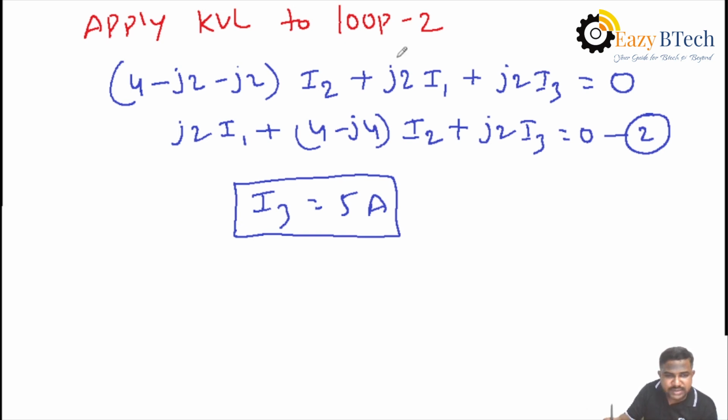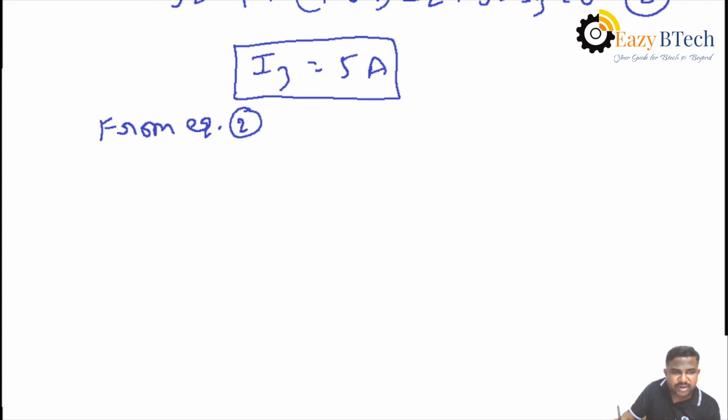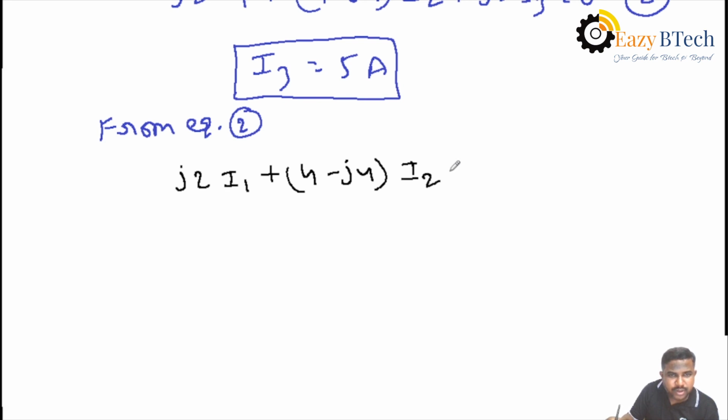Therefore, replace the I3 value in equation 2. From equation 2, you can replace the I3 value here. That is what happens after replacing: J2 I1 plus (4 minus J4) into I2 plus, in place of I3 we have 5, then 5 into 2 that is 10, becomes J10 here. Then from this equation, we have to find out the value of I1, that is, you can find the value of I1 in terms of I2.